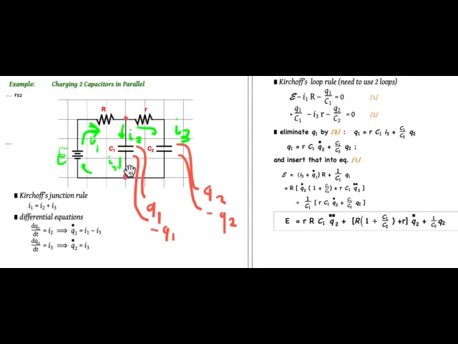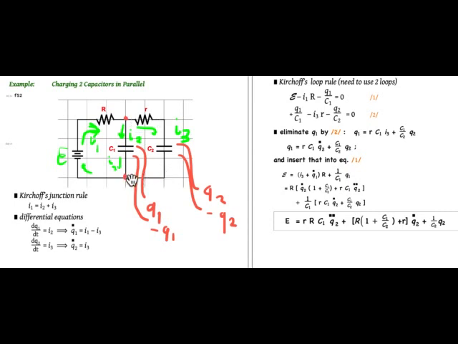Now I have to have a second loop. And I have several choices. Well, I have two choices. I could either use this big loop, the change in potential around this whole rectangle has to be 0, or I could use this small loop. The change around this loop has to be 0. And it'll be simpler if I use the smaller loop and calculate the change of potential as I go from this point back to the same point.